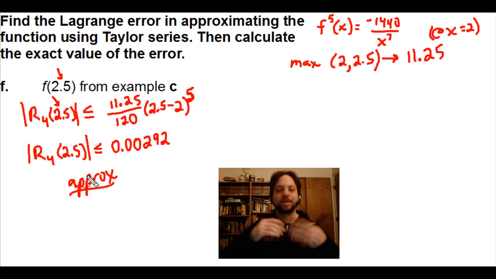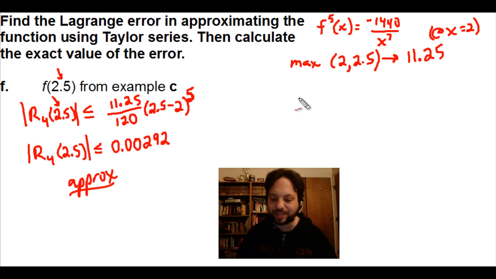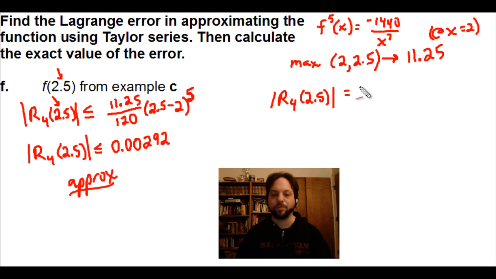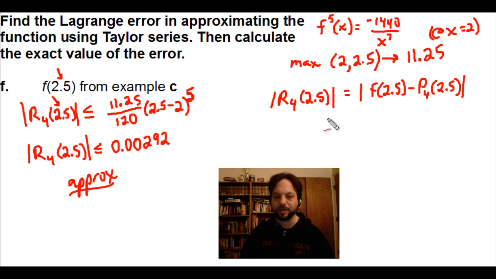Now, in many cases, we're not able to find what the actual error is. But because these are just notes and I want you to see what's going on, feel free to pull out a calculator and let's find the actual error. So what that's going to say, our actual error will be, again, just like before, f of 2.5 minus our polynomial approximation at 2.5. Now, if we do that, I'll go ahead and tell you right now, f of 2.5 is 0.32.